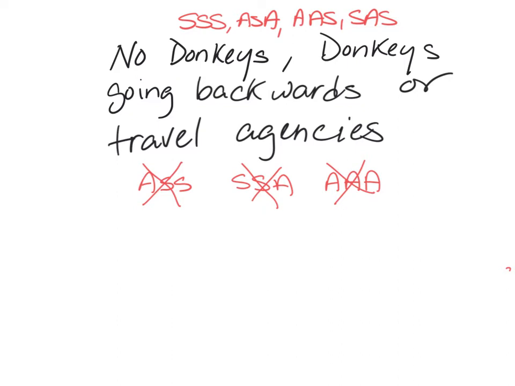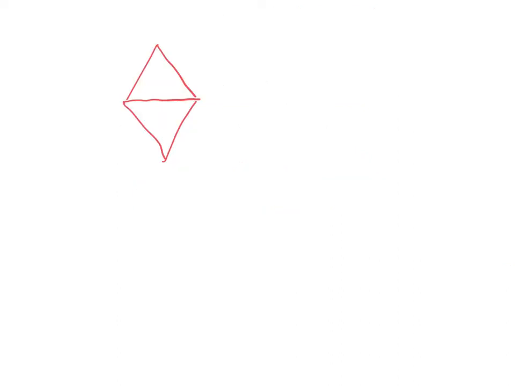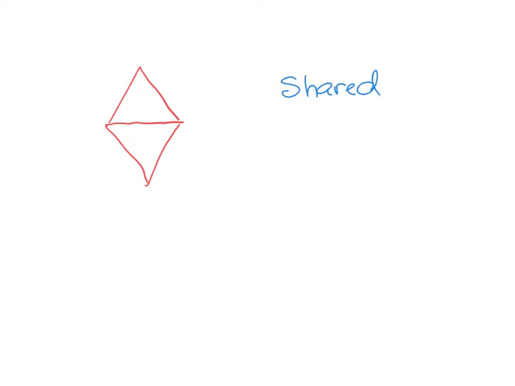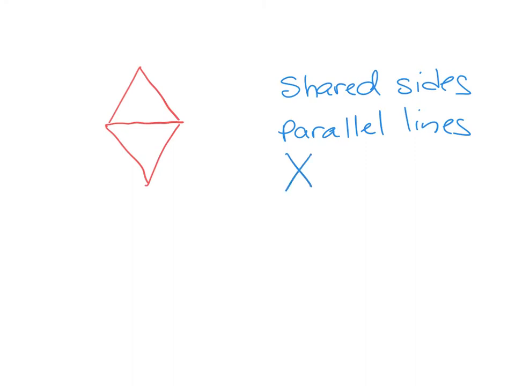So let's go to the next page here. One of the things you're going to look for is a shared side, parallel lines, and X's in the picture. Okay? And this is an example.